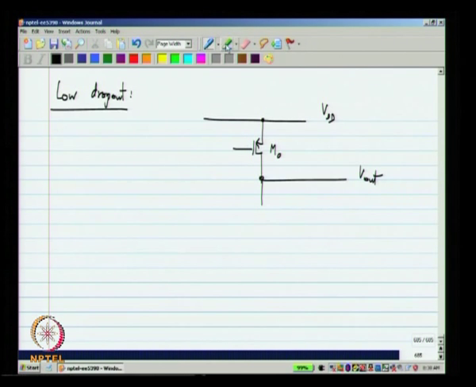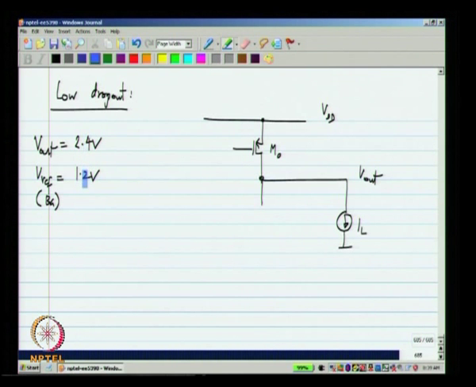Now, this PMOS transistor has to be driven in some way that the output will be maintained at the desired voltage. So, let us say V out happens to be 2.4 volts and the reference is 1.2 volts from a band gap. So, you have to multiply this by 2 and provide the output. And the load current is drawn from the output voltage. So, what do you do? You want to generate 2.4 volts from 1.2 volts.